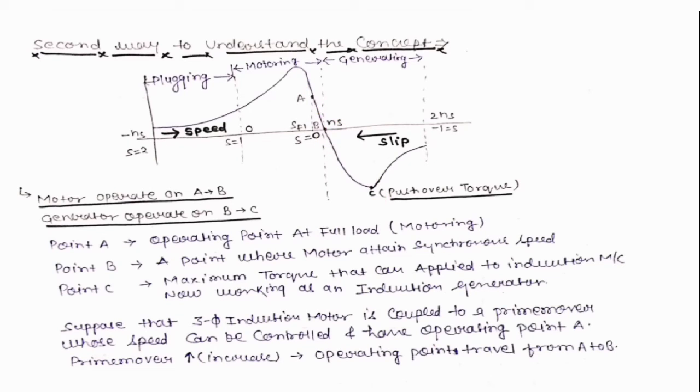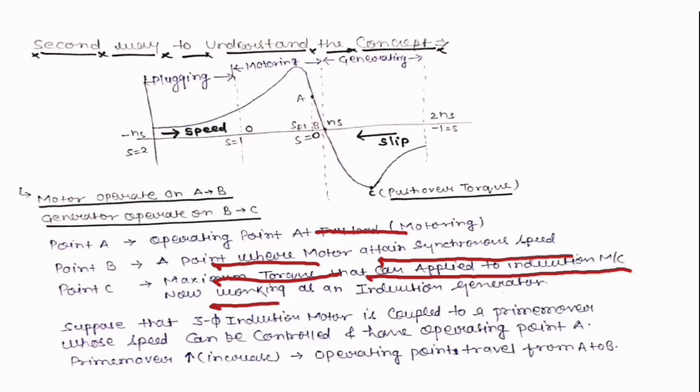At point A, the slip we get is the full load slip. At point B, the value of slip is 0. And this one is point C, the point where the pushover torque is produced, that means the maximum torque we can achieve for sustained operation. Point A is called the operating point at full load, motoring mode. Point B is where the motor attains the synchronous speed. Point C is the maximum torque that can be applied to the induction machine, now working as an induction generator.